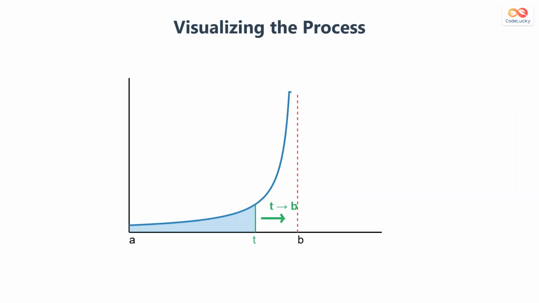Let's visualize this process. The blue shaded region represents the integral from a to t as we move the green line t closer and closer to the red asymptote line b. We are asking, does the shaded area approach a specific number, or does it just keep growing forever?